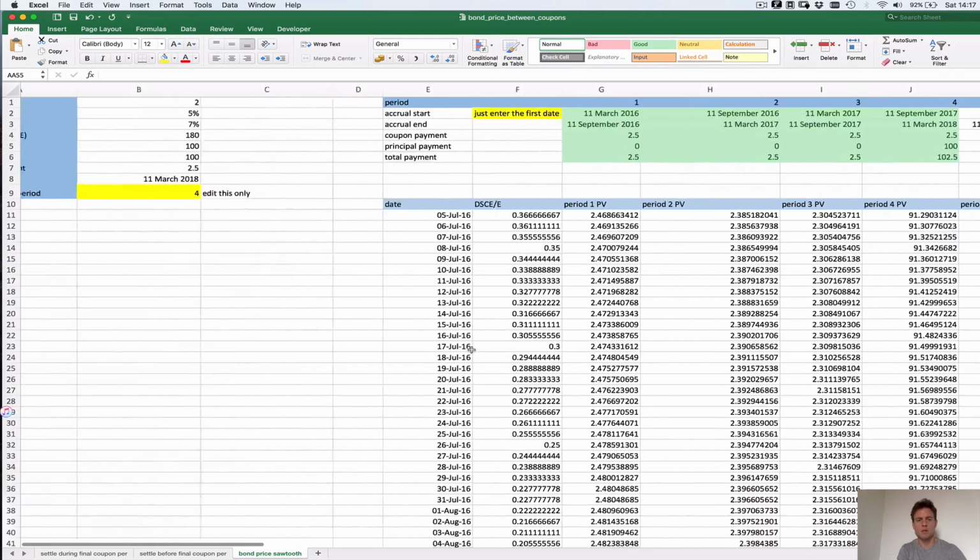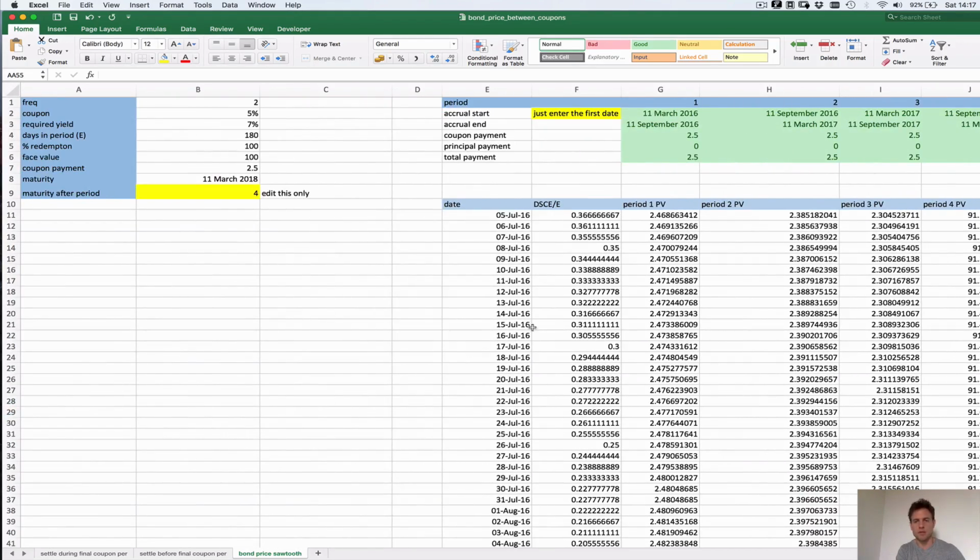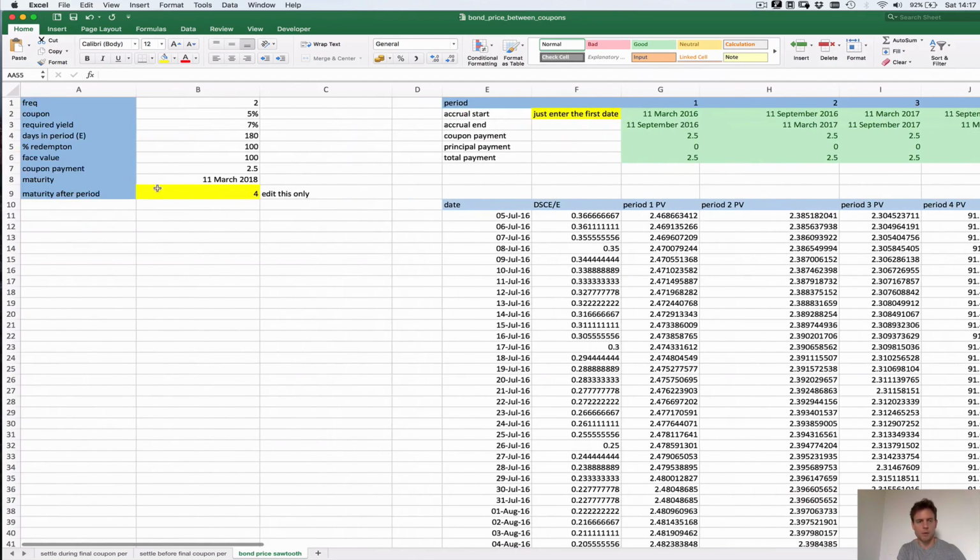I'm just going to quickly go over what's going on in this Excel, so you can play around with it. I've created a very straightforward scenario where we have a bond and some parameters. We're taking a semi-annual bond paying a 5% coupon. The yield to maturity is 7%, and the days in the coupon period are 180. The redemption amount is $100.